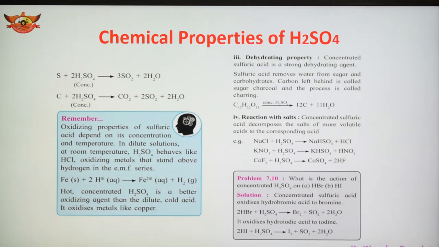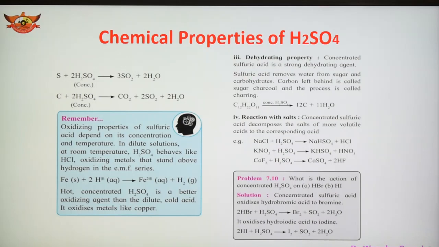Hot concentrated sulfuric acid is a better oxidizing agent compared to the dilute cold acid, and it oxidizes metals like copper or aluminium. Many metals are oxidized by it. So it is important that you know this property.